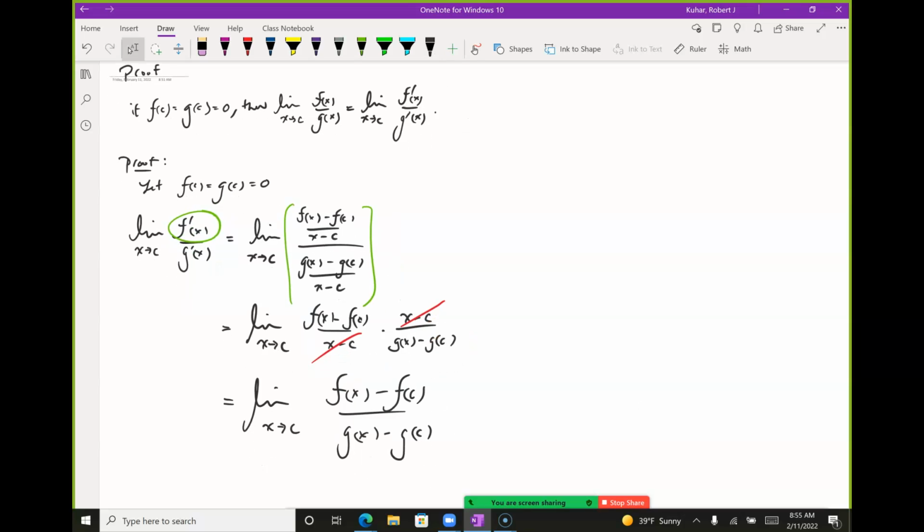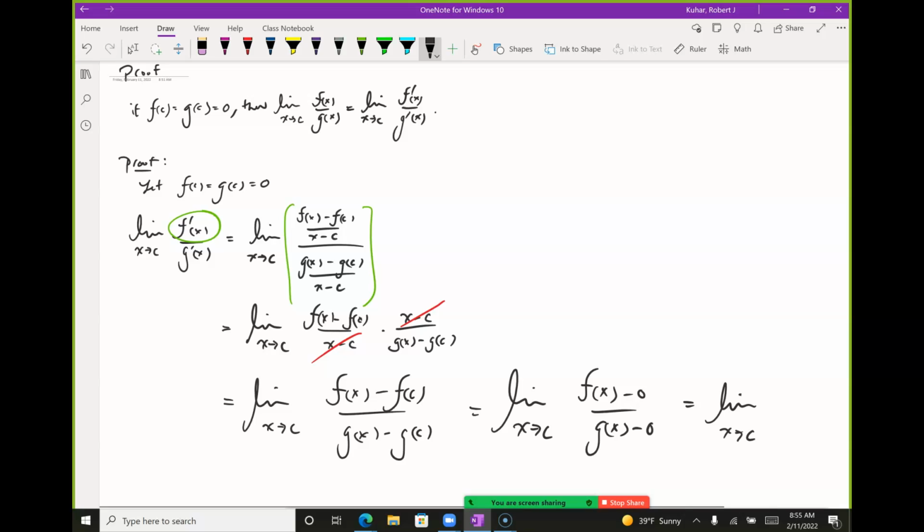But I know something about f of c. What is f of c? It's in the first line of my proof: f of c and g of c are 0. I've assumed that. So I've got f of x minus 0 over g of x minus 0. Why bother writing minus 0? Waste of ink. So I get the limit of f of x over g of x. Done. QED. QED is Latin for I told you so.